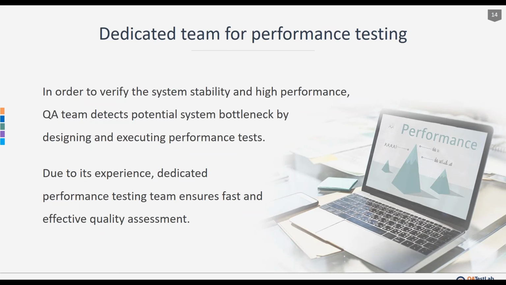Same with a dedicated performance team. Brief the team about new versions and features so that they can assess the performance risks. When the developers introduce a new feature that has no effect on performance, such as a button on the screen, the team only runs the regression tests. But if the team suspects that a feature might affect performance, the testing team also writes and executes new performance tests. Due to its experience, the dedicated performance testing team ensures fast and effective quality assessment.